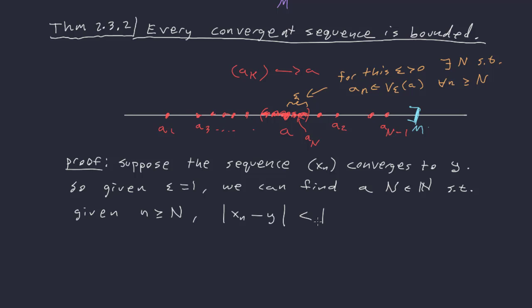Okay, or if we're talking about the set definition, what this means is, if here's y, and here is y plus 1, and here's y minus 1, that was my epsilon. All of the x_n's past capital N live in here. So this is all of my x_n's for n greater than or equal to this capital N. And then we have some other x's sitting outside. So x1 might be here and what have you.